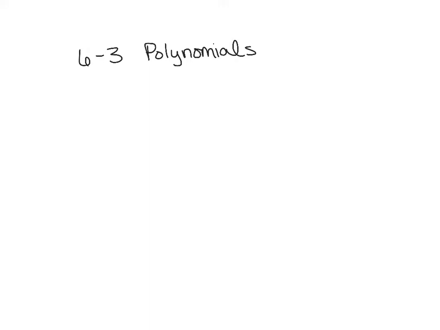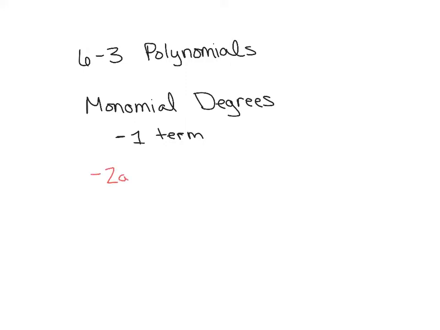monomial. Monomial degrees. Now a monomial is one term, so you're not going to be looking at combining anything like that. So an example of a monomial is negative 2a squared b to the fourth.